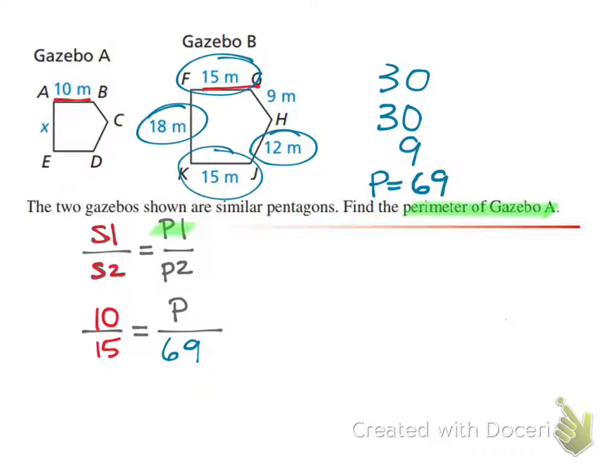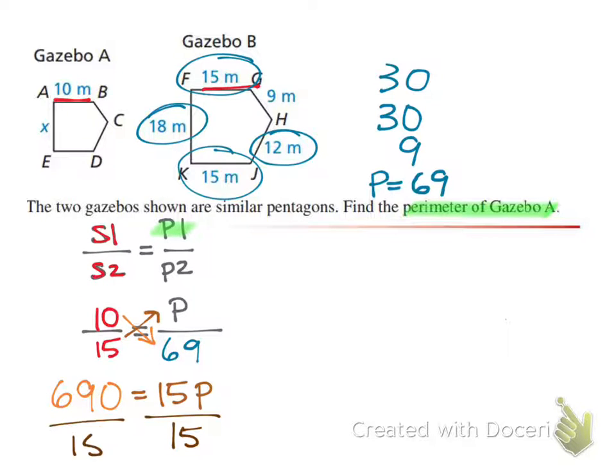Great. So then how do we solve a proportion? Cross multiply. 10 times 69 is 690, equals 15 times the perimeter that's missing. Divide by 15. What is 690 divided by 15? 46, and this would be meters.